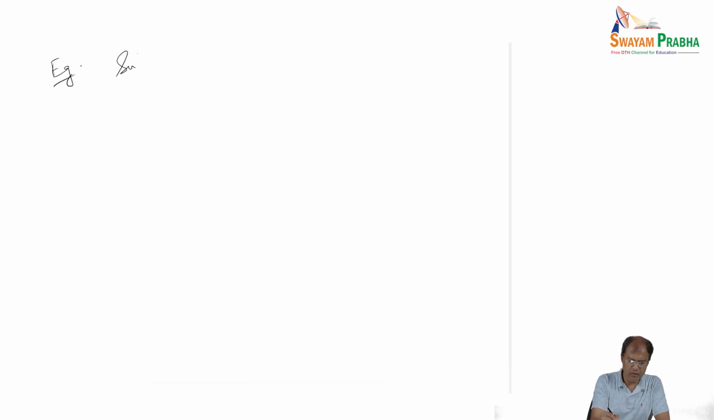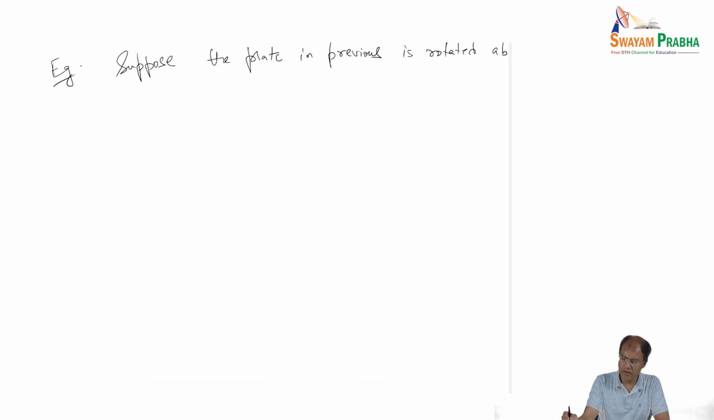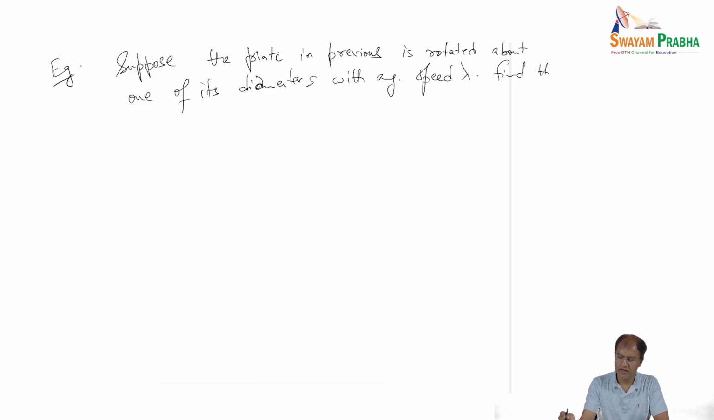So suppose the plate in the previous example is rotated about one of its diameters with angular speed lambda, and we need to find the kinetic energy of the system.